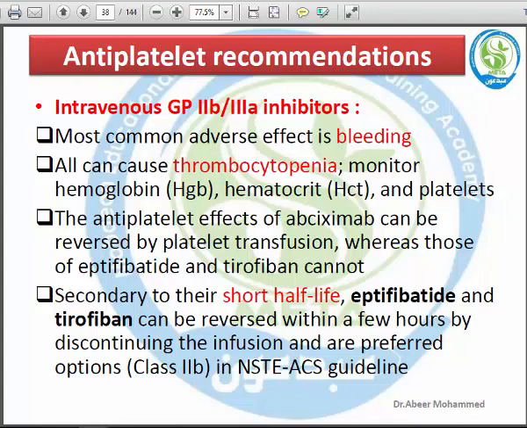Eptifibatide and tirofiban have a short half-life. That means the effect can be reversed within a few hours, or we could discontinue the infusion. Once we stop the infusion of the glycoprotein 2B3A inhibitor, the action will be reversed because they have a short half-life. Because of that, in guidelines we prefer eptifibatide and tirofiban over abciximab.